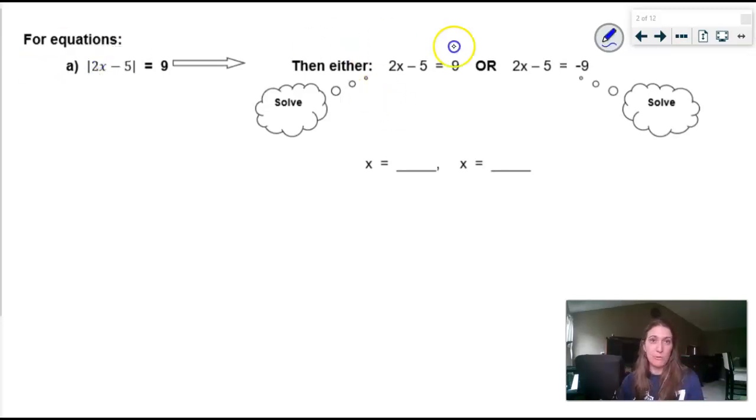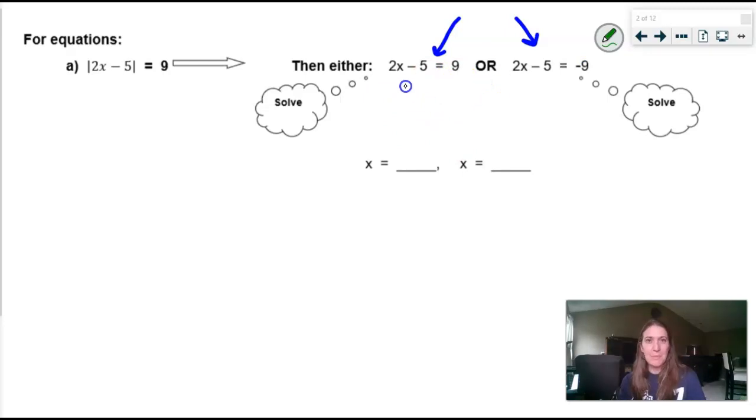That's what they have set up for you over here. They're going to set up two problems. So the stuff that was inside the absolute value bars, 2x minus 5, it could be 9 or it could be negative 9. One thing I want to point out, they did not change the algebra that was inside the bars. That's very important. Never change the algebra that's inside the bars. And now you just solve, like use your gut instinct. What do you think you're going to do?